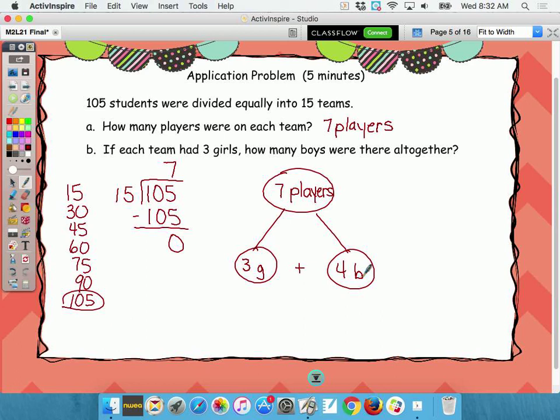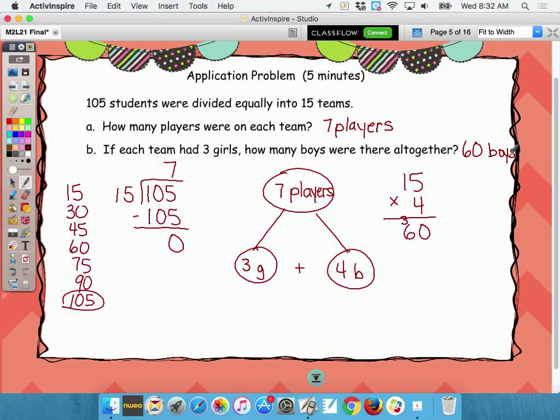Okay? Now, to figure out 15 teams, what do we have to do next, Mariana? What do you think? It says how many boys were there all together? What number? Not 3, just 4. Good. So 15 times 4, we already know what that is, don't we? What is it? 60. So how many boys were there all together? 60 boys. And we won't mess with writing a sentence right now.